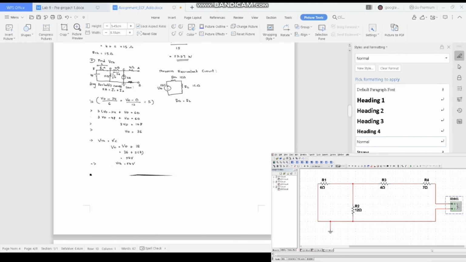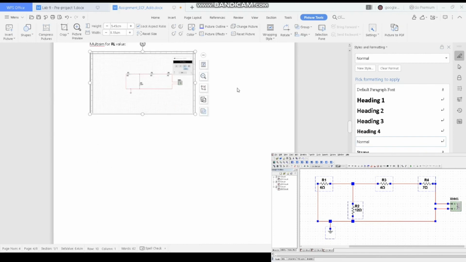Then draw the Thevenin equivalent circuit. After that, we need to simulate it in Multisim. Then just draw the Thevenin equivalent circuit like this. Then we obtain the RL is 15 ohm.